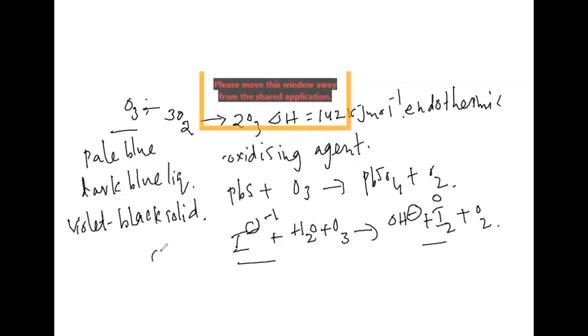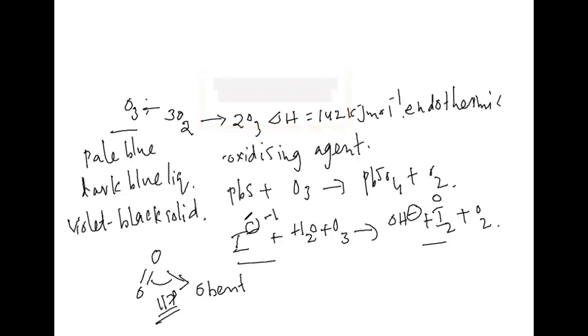Then, can you tell the structure of ozone? In ozone, we can see the angular geometry, which you can take like this. Then we can see a 117-degree bond angle in the case of ozone. Right, it is a bent shaped molecule.